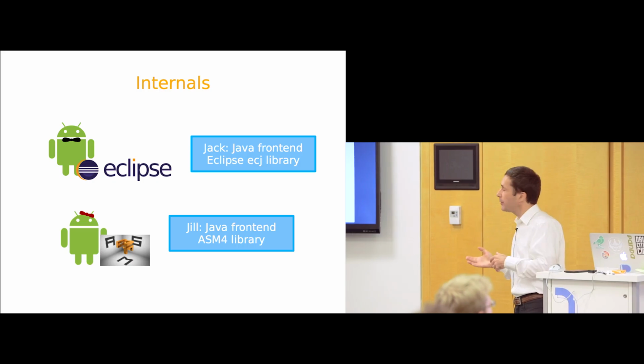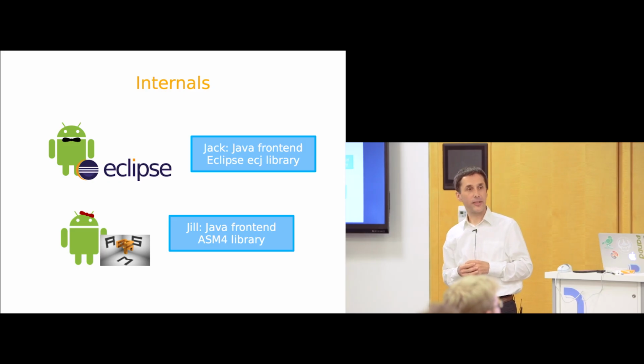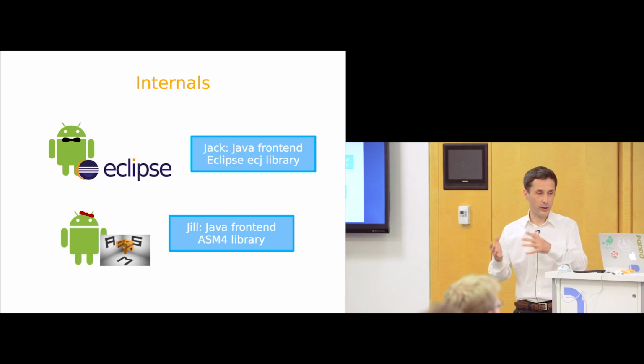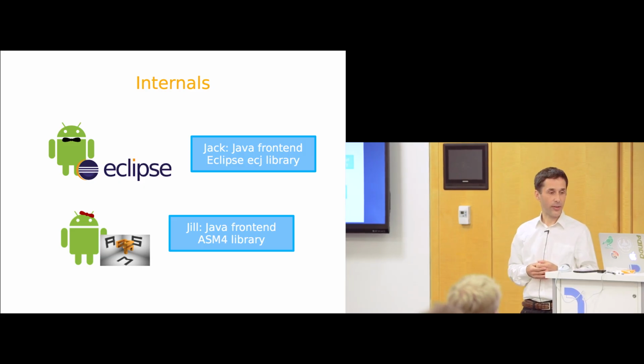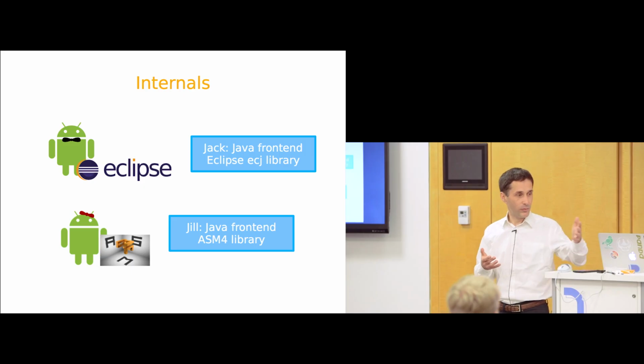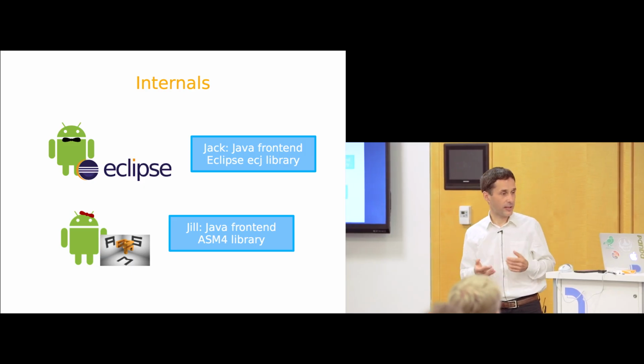Now, again, internally, if you look at the source code of the Jack and Jill project, then you can see that the Jack compiler is actually based on the Java front end of the Eclipse compiler. On the other hand, the Jill compiler uses the Java front end with the ASM4 library. So language developers, who have a lot of time to spare, might work from this side to actually plug into the Jack compilers directly.